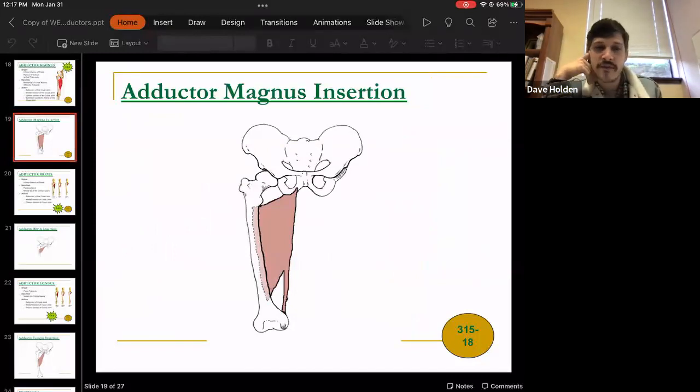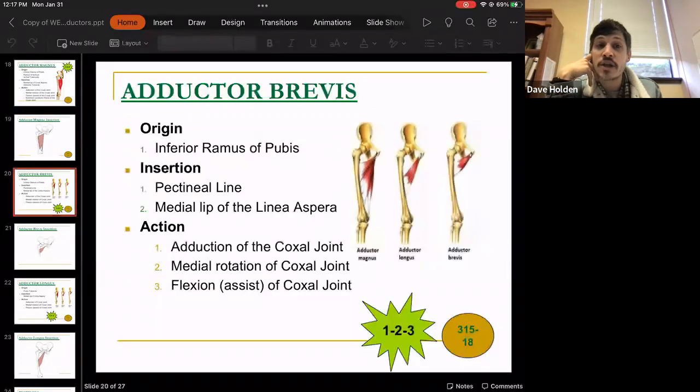All right, so there's a quick illustration of adductor magnus. Next, we move on to adductor brevis. This will be the short one. Adductor brevis originates on the inferior ramus of the pubis, inserts on the pectineal line of the femur, and along the medial lip of the linea aspera.